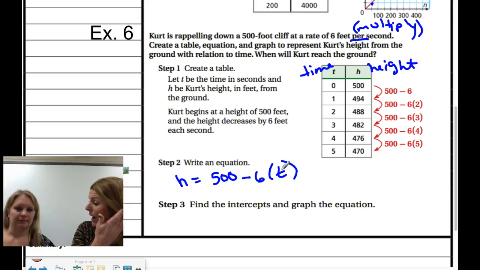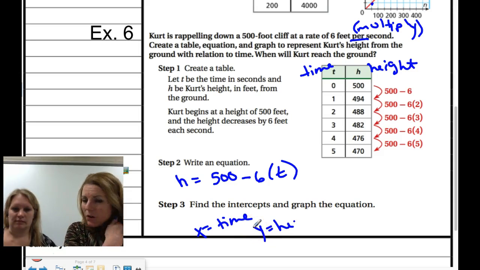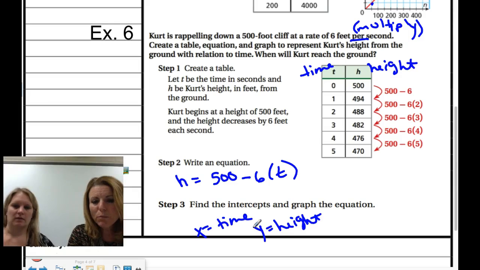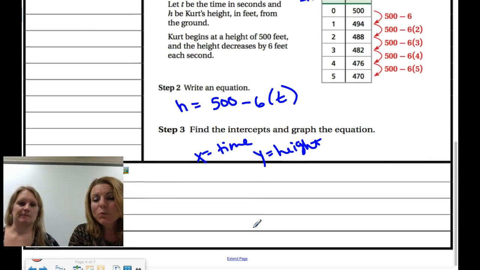Now the next part is we're going to graph this. The easiest way to graph this, when you have big numbers like this, is to find your x-intercept and your y-intercept. We know x is going to be our time and y is going to be our height. How do we find intercepts? Well, let's find the x-intercept first, which is t.